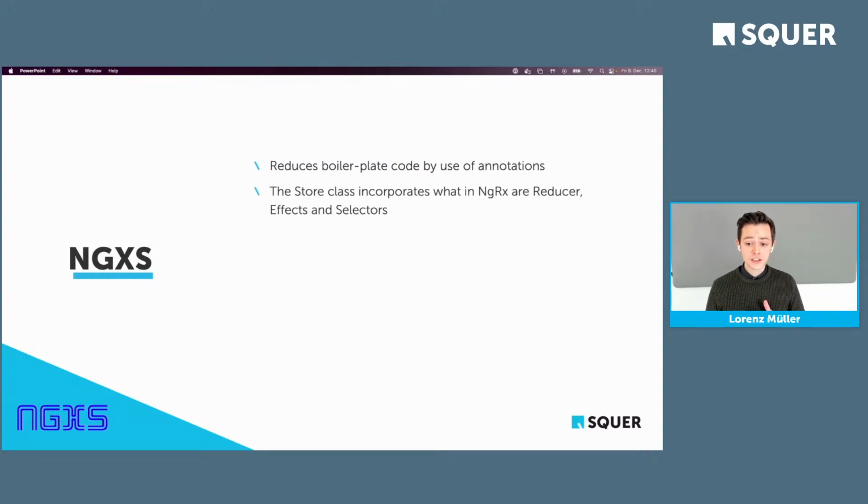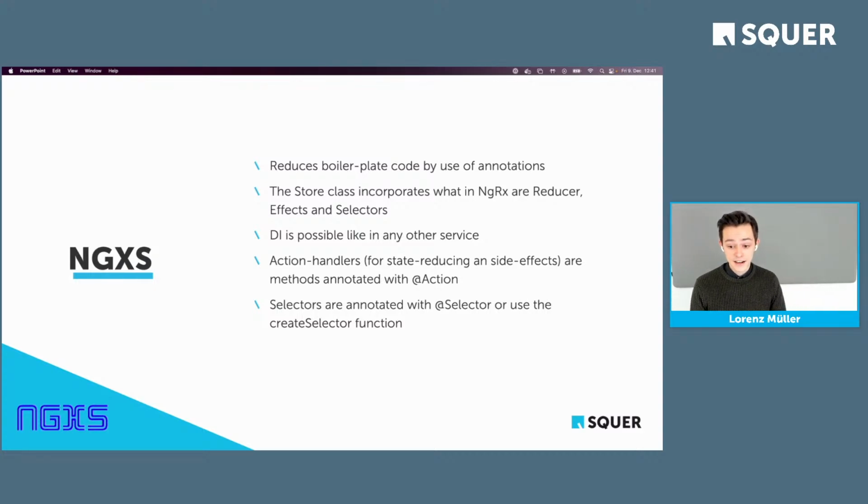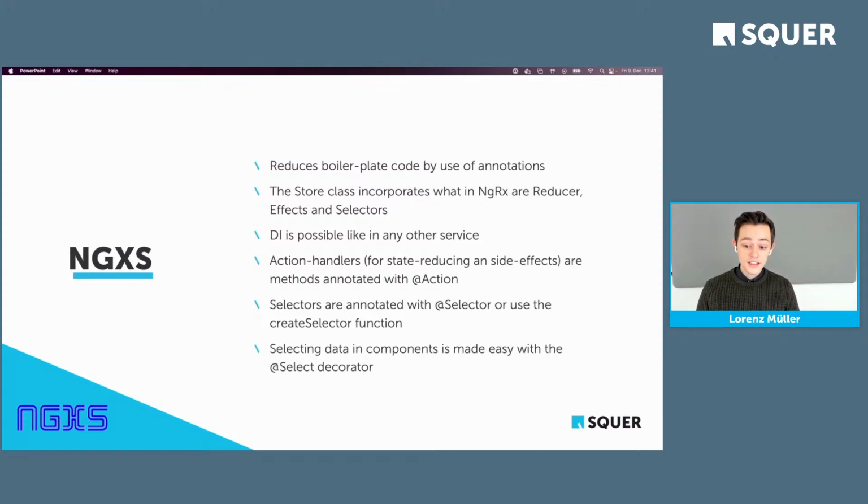We have in NgXS a store class that incorporates what in NgRx are reducers, effects and selectors into one class. Therefore, it's possible to use dependency injection in the reducing process, which in NgRx reducers, unfortunately, is not possible. With action handlers that are annotated with @Action, we handle state reducing and side effects. We have selectors annotated with @Selector, also methods in this state class. But very often we don't need a selector in NgXS, but can use just an @Select statement in our component.